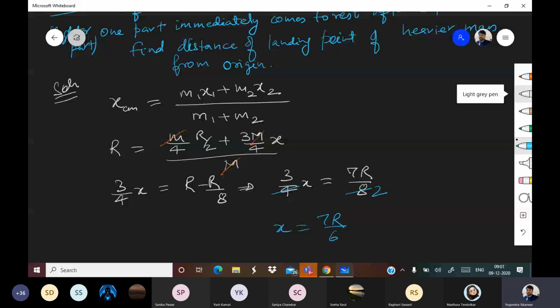Tanmay, you can take it as 1m and 3m. You can do that. But in that case, in the denominator, you have to take 4m. Things will remain the same. If you want to take 1m and 3m, that is also fine. Okay. Now further IPQ.